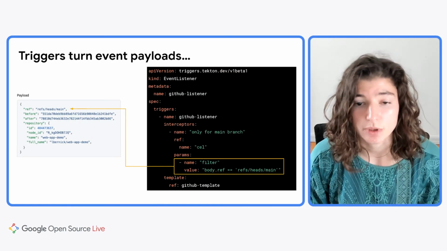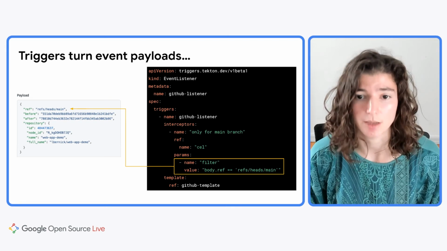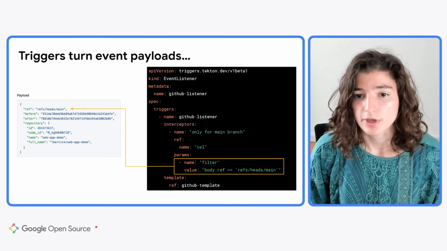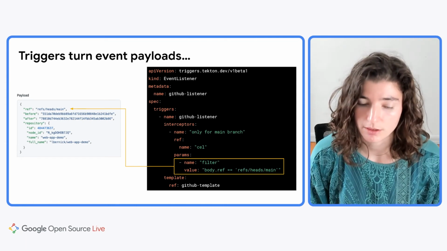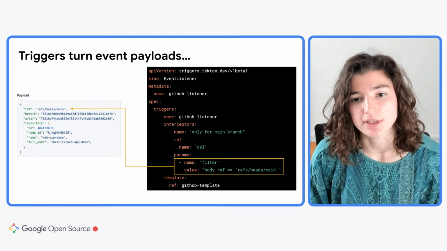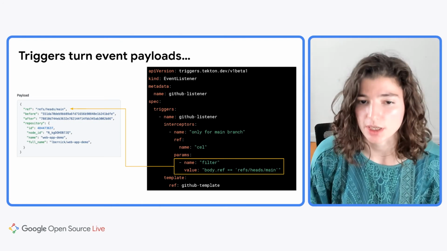And triggers also has built-in support for validating GitHub event payloads. So you don't have to worry about events coming from other unknown sources on the internet. It allows you to validate that the events that say they're coming from GitHub are actually coming from GitHub. Let's move on to our demo and see how we can fire our release pipeline when Girop's pull request is merged.